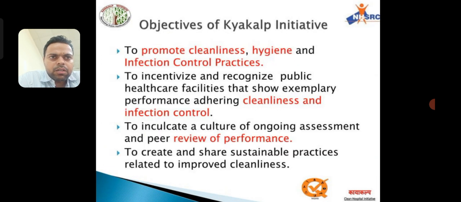The objectives of Kayakalp are to promote cleanliness, hygiene and infection control practices, to incentivize and recognize public healthcare facilities for cleanliness and infection control, to create a culture of ongoing assessment and peer review of performance, and to create and share sustainable practices related to improving cleanliness.